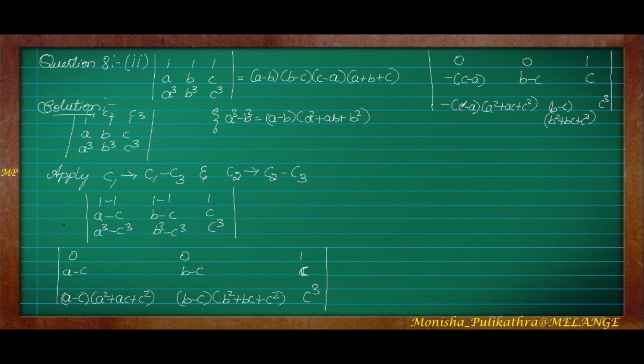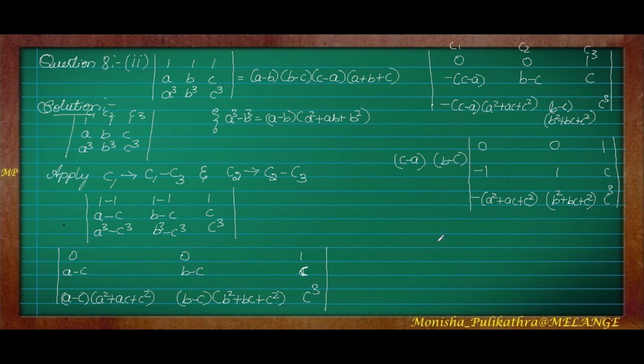Okay, after this I will be taking out C minus A from the first column. Here it is the first column, this is the second column, and this is the third column. So C minus A from the first column and B minus C from the second column. So that is the common terms I will take. When I take C minus A, the remaining will be 0. C minus A I have taken, so here minus of A square plus AC plus C square. Here 0, B minus C I have taken common, so here B square plus BC plus C square. Here 1, C, C cube. These are the things which will remain.